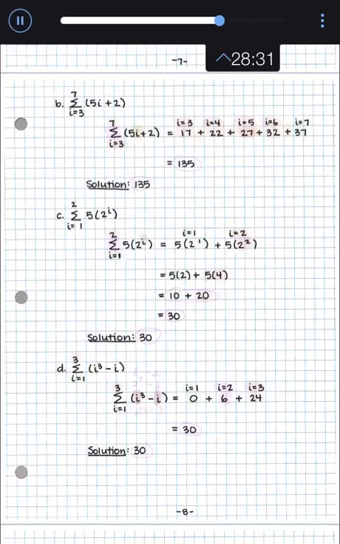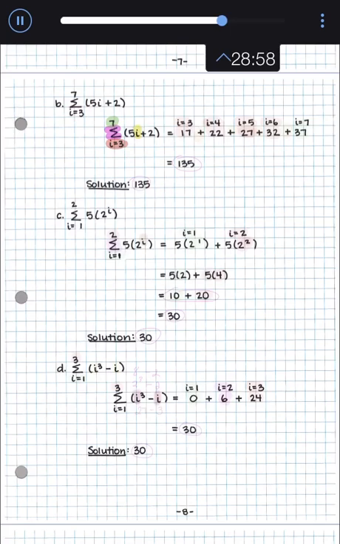In problem B, we've got another series or sum. Our sum starts at i equals 3 and we want it to end at 7. So we're going to plug in our i's here into the formula. We're going to start with i equals 3.